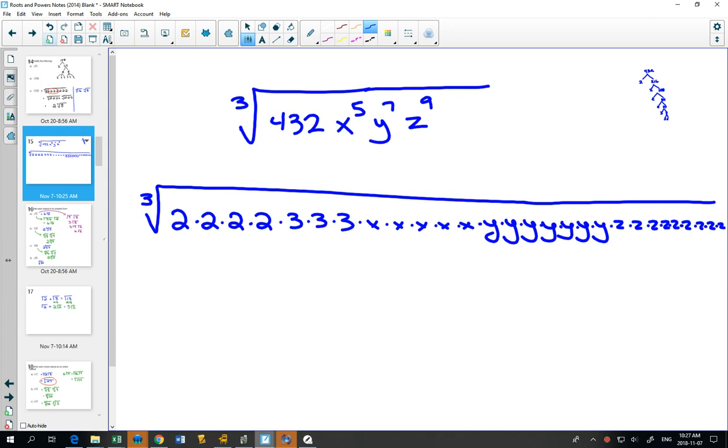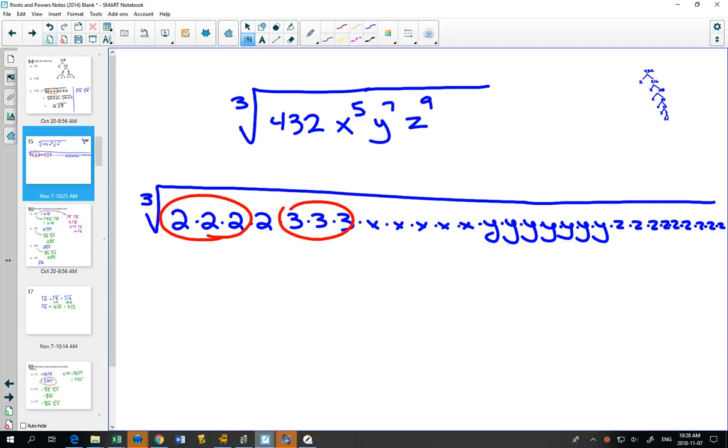And what does a cube root do? It means whenever you have 3 of something, you would be able to pull one of them out. So in other words, if I circle these 3 2's, I could pull out 1 2, because this would be the cube root of 8, and cube root of 8 would be just 2. And then I have 3 3's, which would be 27, and the cube root of 27 I could pull out a 3.